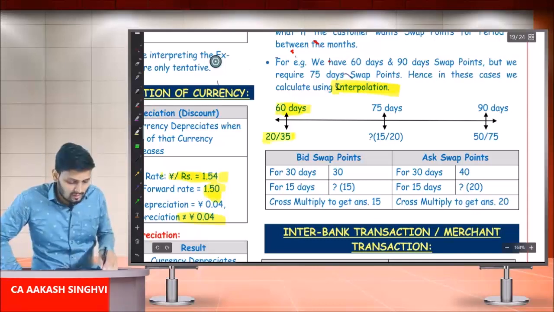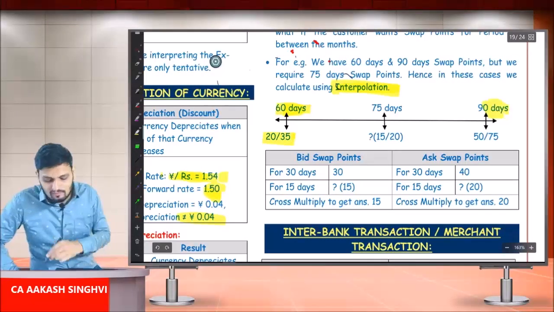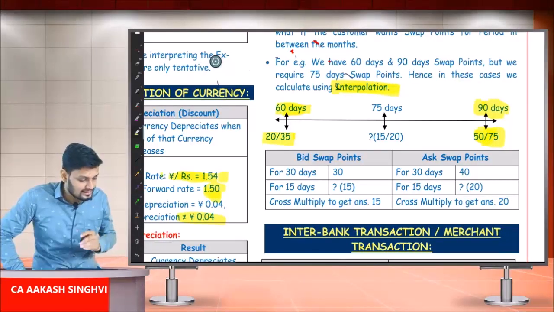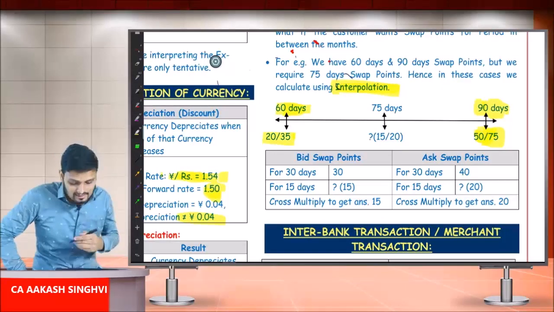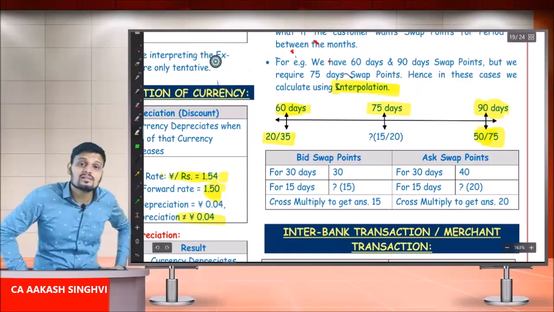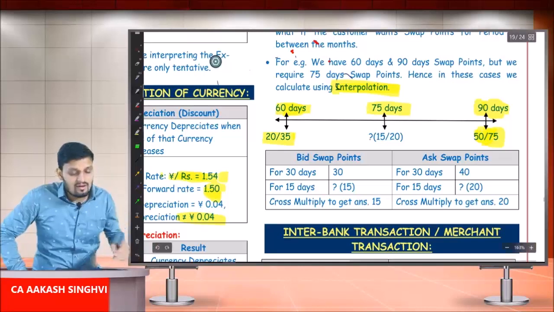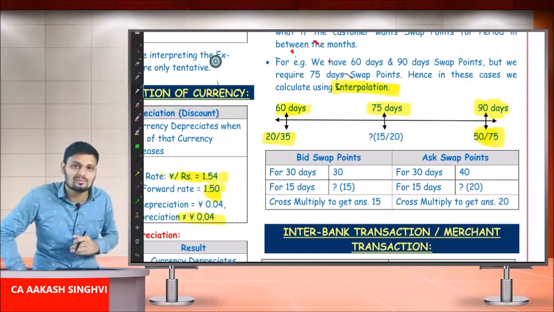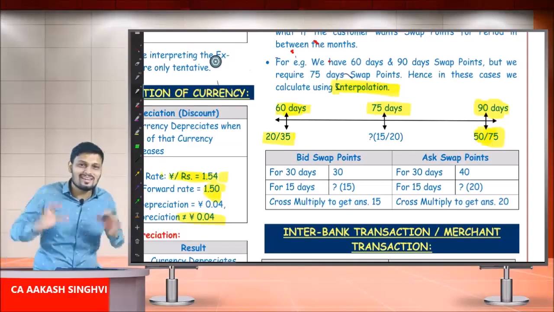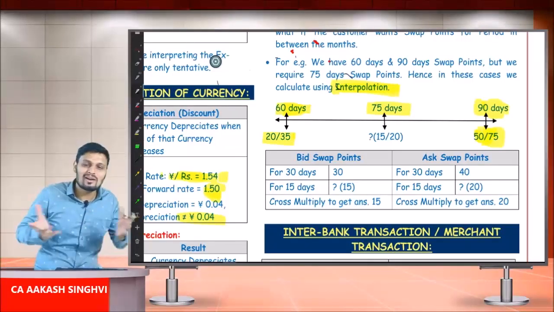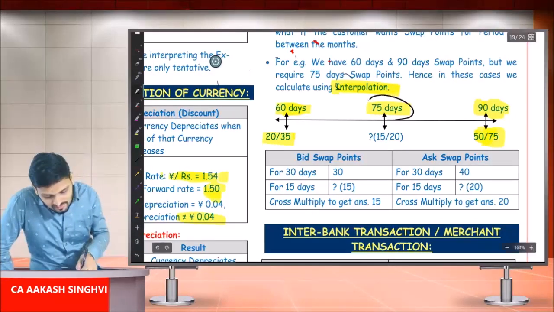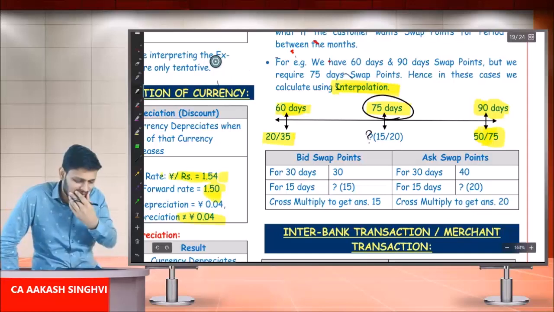60 days swap point is 20/35, 90 days swap point is 50/75, and we have to compute the 75 days swap points. If you remember your internal rate of return, capital budgeting in your CA Intermediate or CMA Intermediate, you will know this concept. But nonetheless, assuming you don't remember any of your flashback moments, let us try to understand how we are going to compute the swap points for 75 days. It's very easy, guys.